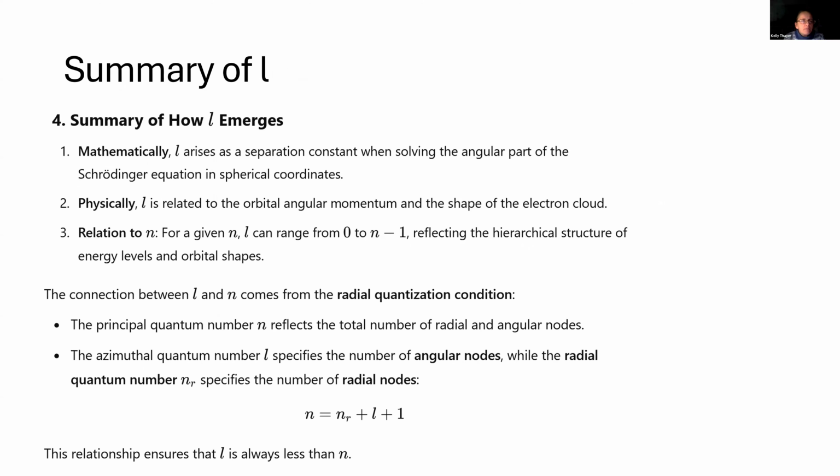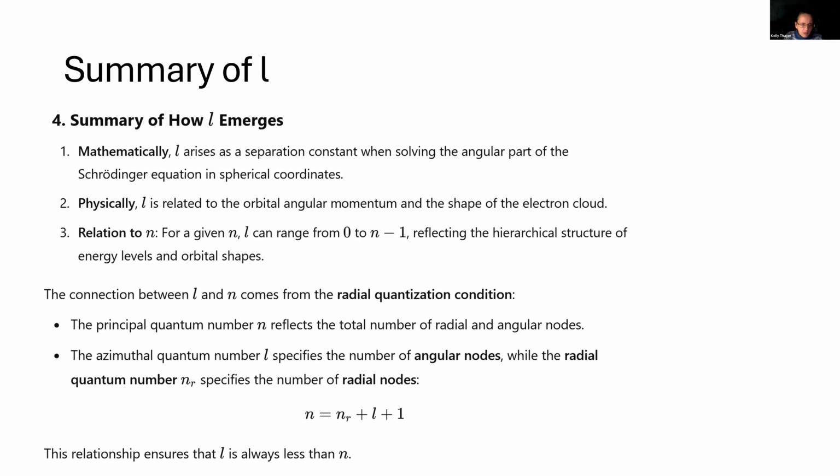So how does L emerge? Mathematically, L arises from the separation constant when we solve the angular part of the Schrödinger equation in spherical coordinates. Physically, L is related to the orbital angular momentum and the shape of the electron cloud. So its relation to n then is that for a given n, L can range from 0 to n minus 1, reflecting the hierarchical structure of the energy levels and the orbital shapes.